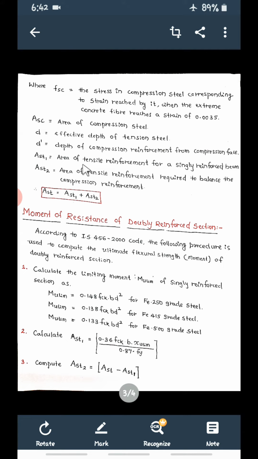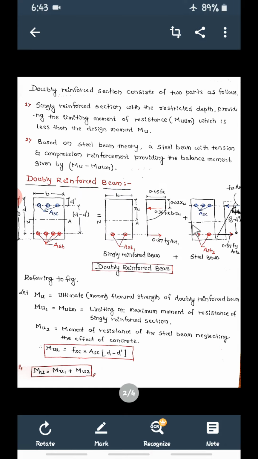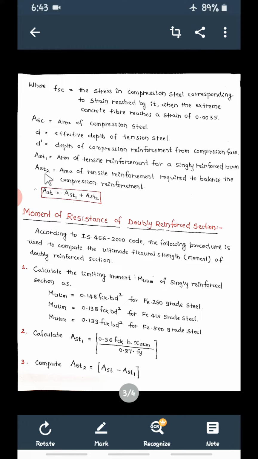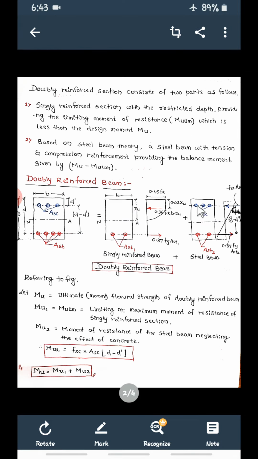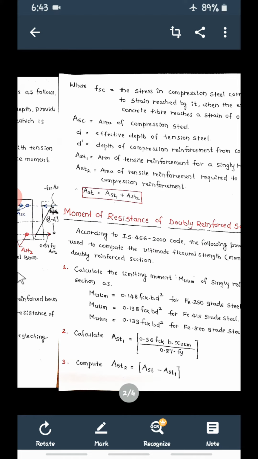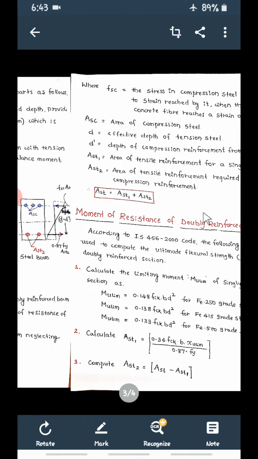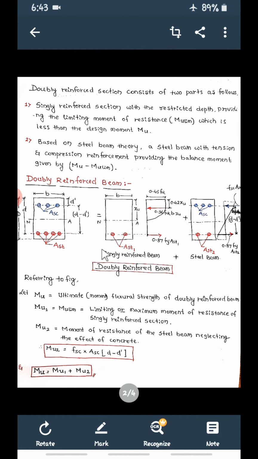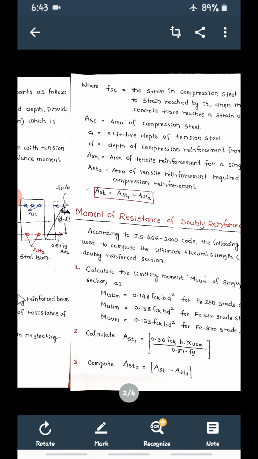Then AST1, area of tensile reinforcement for the singly reinforced beam. Then AST2, area of tensile reinforcement required to balance the compression steel. So to balance this compression steel, the reinforcement required at the bottom is AST2. So what is total AST? The total AST is equal to AST1 plus AST2.